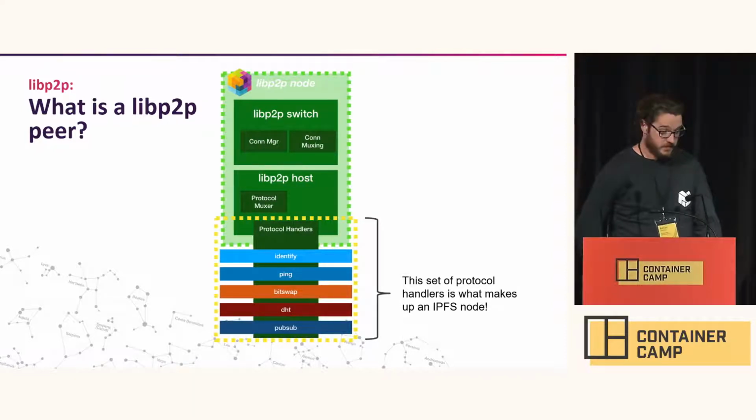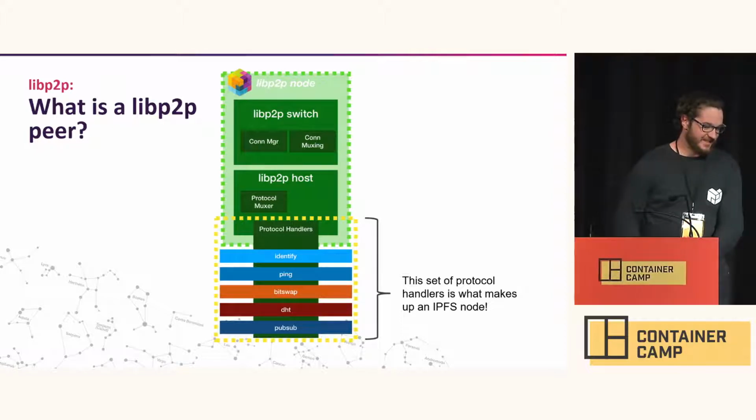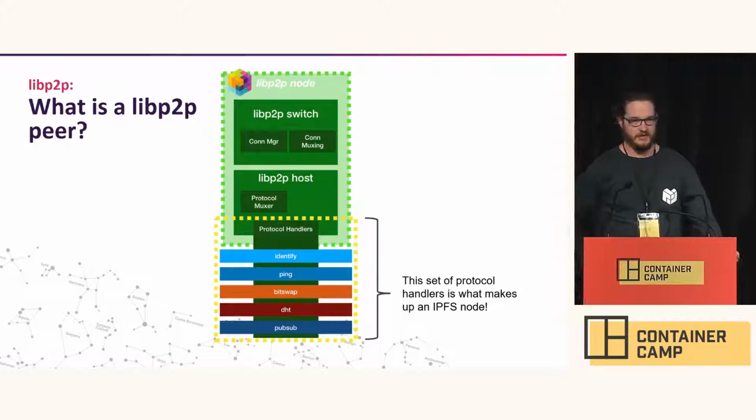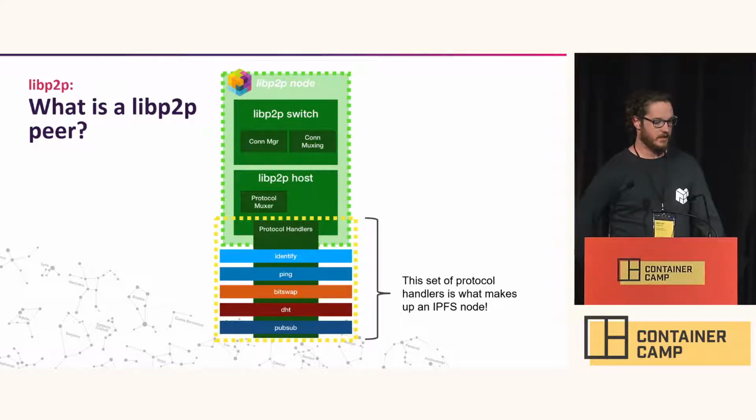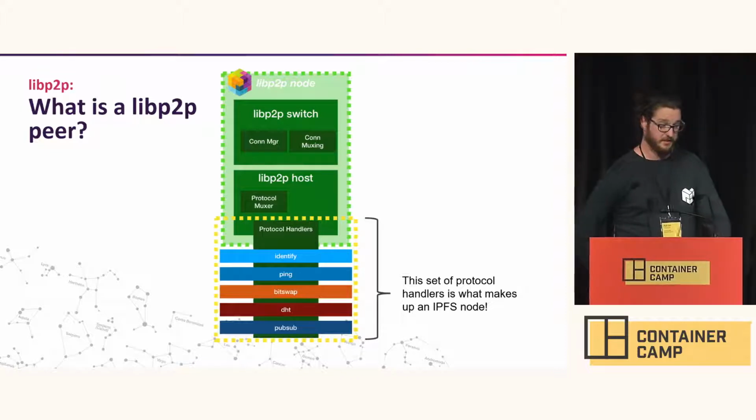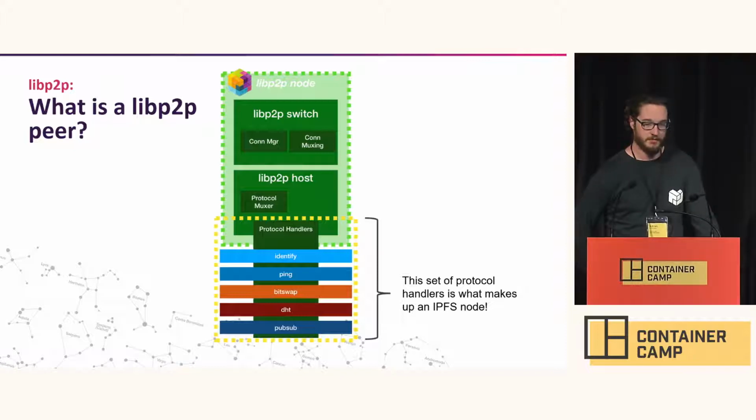One of the biggest projects using libp2p at the moment is IPFS, which is a distributed peer-to-peer networking file system. So this here is a very simplified view of what the IPFS node looks like from the libp2p perspective. So we have the identity, ping, bitswap, DHT, and pub/sub protocol handlers, and they feed into the different systems that make up IPFS.